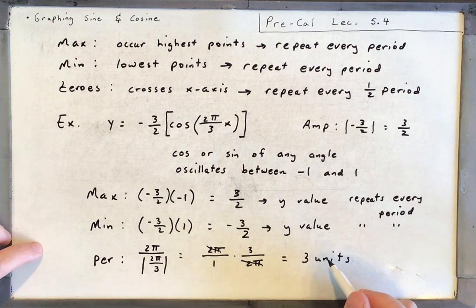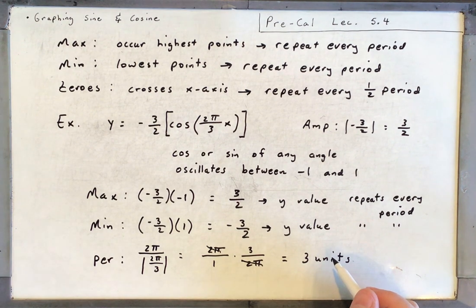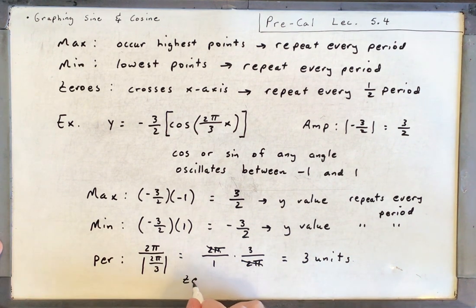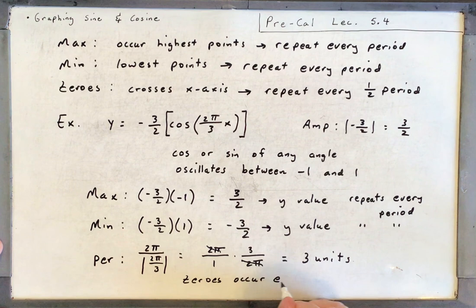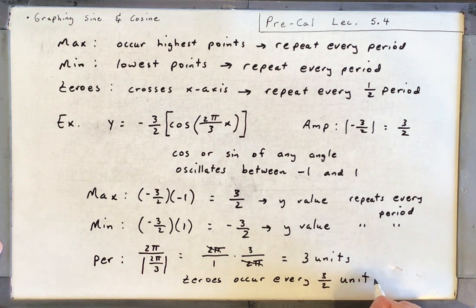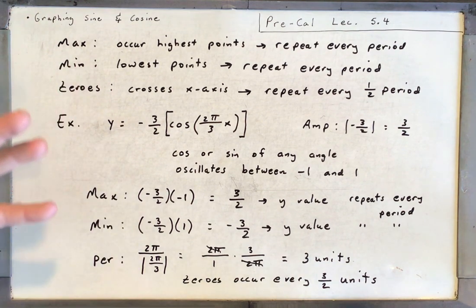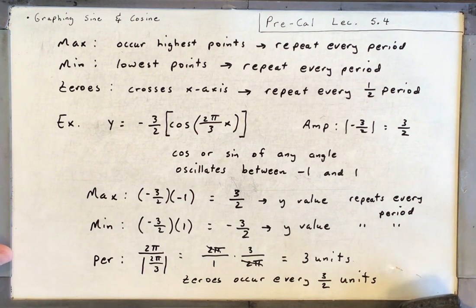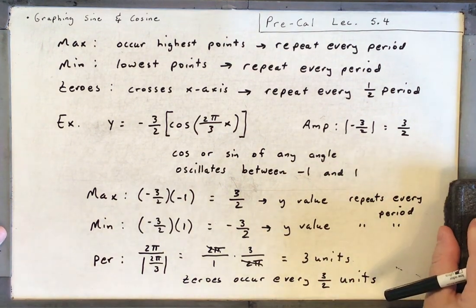Okay, so if you want to know where the zeros occur, the zeros occur every half of a period. So 3/2 units. All right. So I did a lot more than just find the max on that one. We found the max, the min, the period, and how often the zeros occur. Okay, pause if you need to.